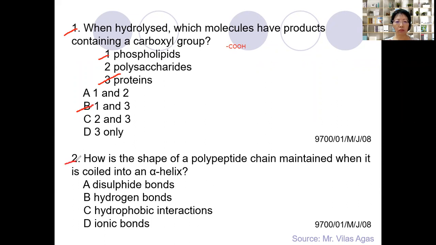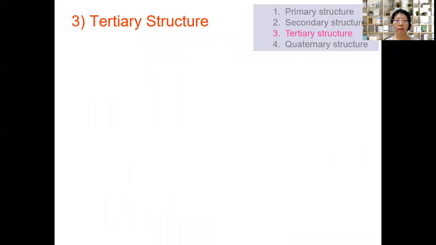Now, question 2. How is the shape of a polypeptide chain maintained when it is coiled into alpha helix? So we just learned that it's maintained by the hydrogen bonds. You also need to learn exactly which part and which part of this polypeptide chain the hydrogen bonds are between. So we'll stop here today. In the next lesson, we will continue to explore the tertiary structure of protein.